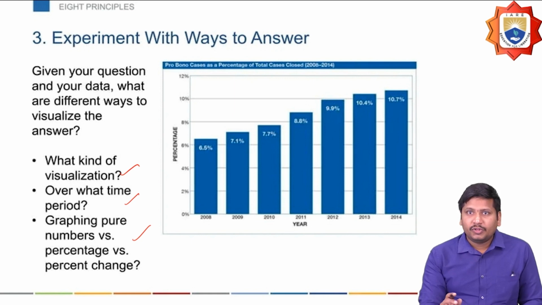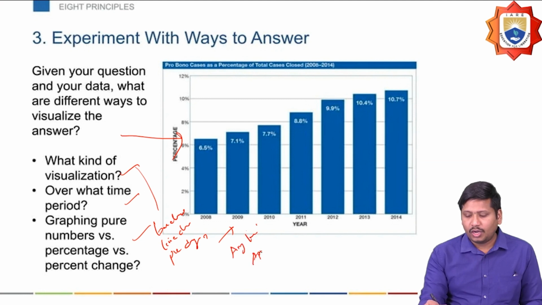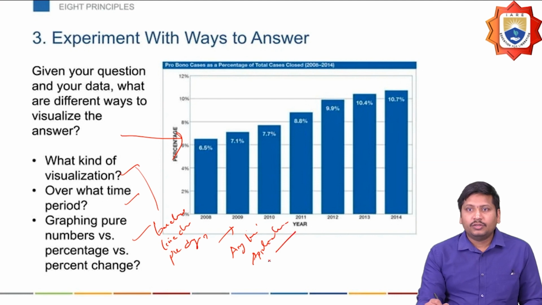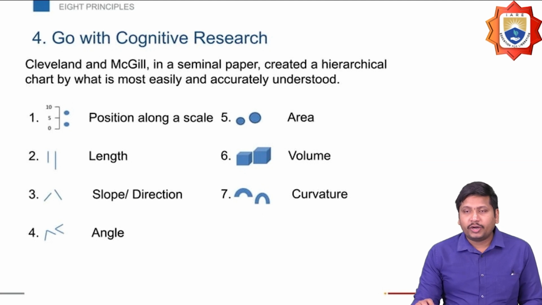Based on the data, we are able to visualize it. Once the data is going to be visualized, what kind of visualization? It may be a bar chart, a line chart, or a pie diagram. What kind of visualization is best suited for any kind of application? We have to find it out. Once the visualization is done, then we have to see over what time period, and then the comparing is to be done.